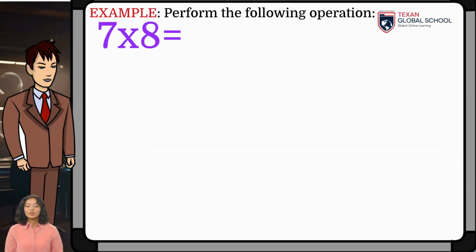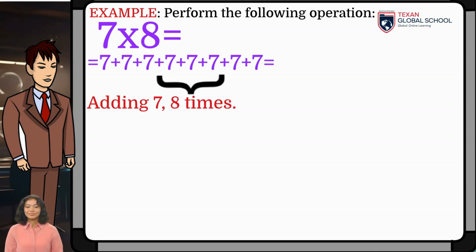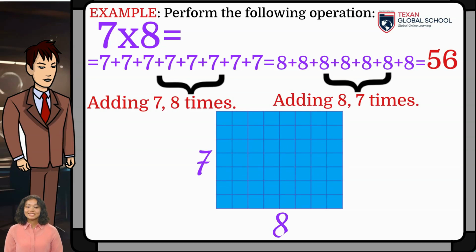Now, reviewing the multiplication of 7 by 8. We add 7 8 times, or we add 8 7 times. Therefore, 7 times 8 is 56. The model represents 7 rows by 8 columns, so we have 56 ones. Hence, we conclude that 7 times 8 is 56.